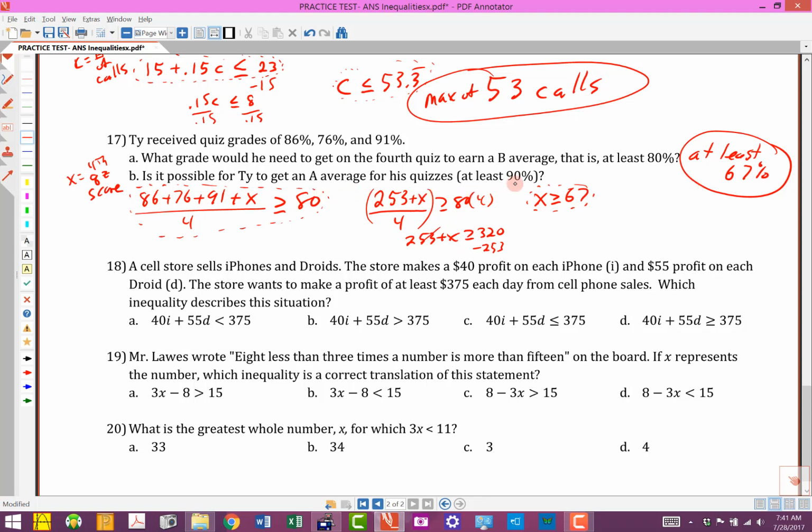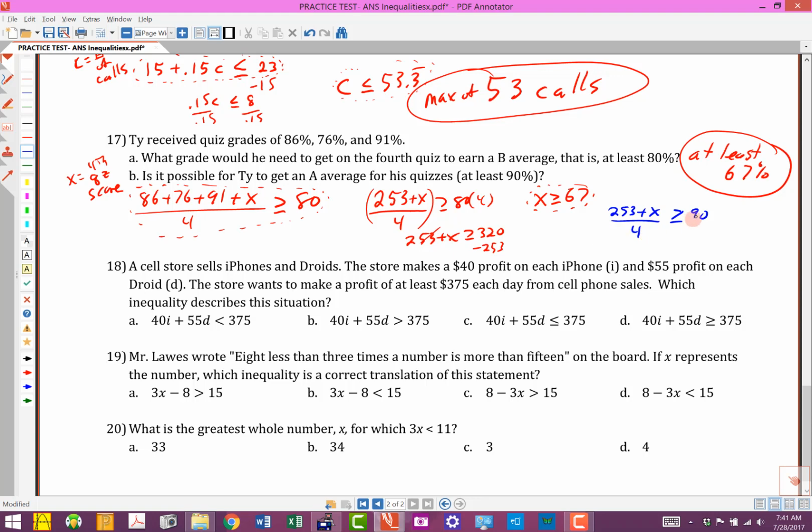That would be 90%. So here's what he would have to do for that. We'd take those 253 points. I'm actually going to change colors here. We'd take those 253 points, add his fourth quiz score, divide it by 4, and now this time we want him to get above a 90. So remember, we did one of these before in the notes.